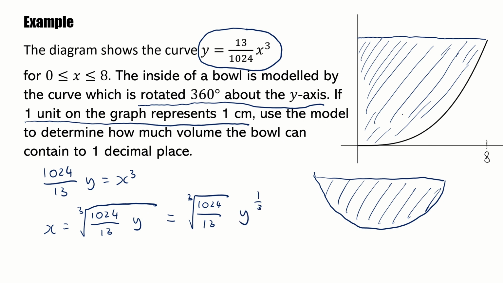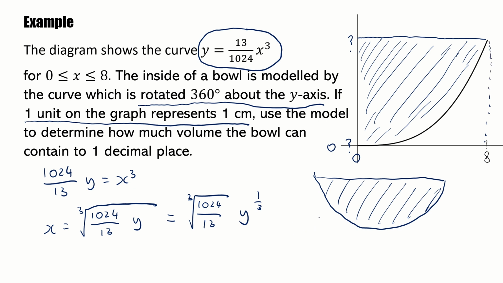The other thing we need to be aware of before we actually launch into the volumes of revolution is the limits. The limits need to be y values. Now they have given us x values as the limits. We know the curve is starting at x equals 0 and finishing at x equals 8, but we need what this y value is here and this y value here is. Now the one at the bottom is obvious because it's starting at the origin. You can check by plugging into the curve, plug in x equals 0, you get y equals 0, so that's an easy one. But we also need to know this y value at the top, and you notice that's the point where x is equal to 8.